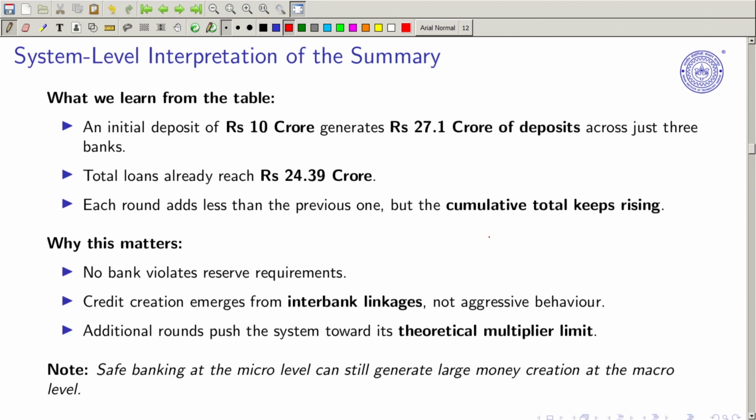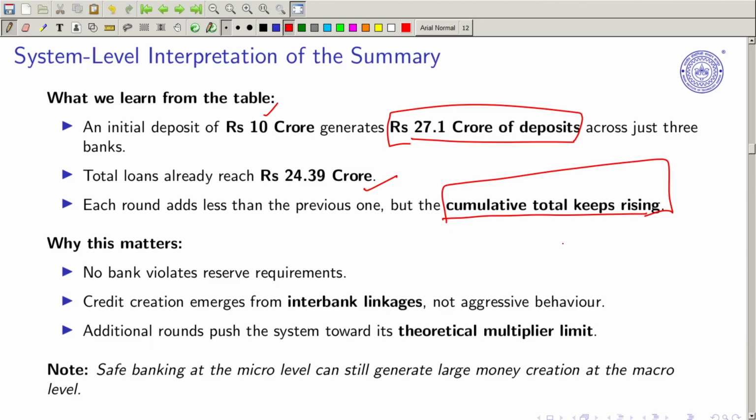So what is the learning? The learning here is that an initial deposit of 10 crore generates 27.10 crore of deposits across 3 banks, and the total loans created are 24.39. It means that if I deposit 100 rupees and it keeps moving from one bank to another, it has a high chance of multiplying in the same manner. Cumulatively, if you go to another bank D, E and F, it will further lead to cumulative deposits rising, and this is the multiplier effect in this setup.